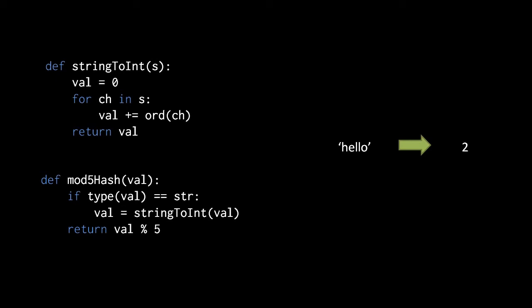In any case, once we have this string to int function, we can then, in our mod5 hash function, first test if the type of the value is a string, and if it is, then we first need to convert the input value to an integer using the string to int function, and then we can simply take the modulus of that value. So, for example, if we now pass in the string hello, all in lowercase, to mod5 hash, what we get back is the value 2.